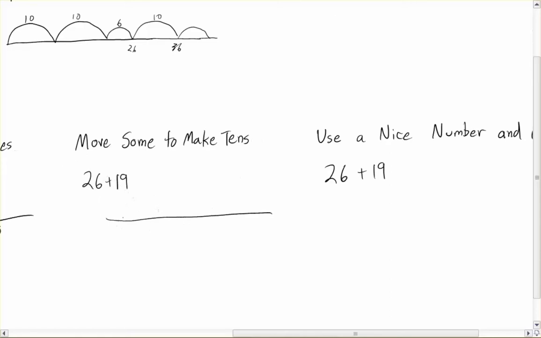Thinking here, if I'm at 26, and I need to take four more to get myself up to 30, and that's going to leave me with 15 left, so I can go 10 more and then 5 more up to 45. That's move some to make tens.